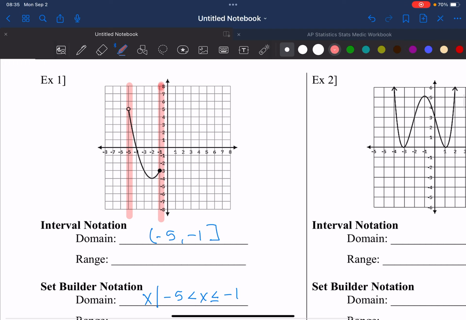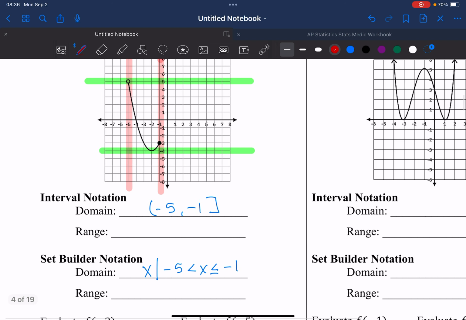Now we're going to do the same thing for range. So for range, instead of looking left to right, we're going to look bottom to top. So our minimum value is right there at that -4. And our maximum value, how high the graph goes, stops there at 5. So we have our values. Okay, so we have -4 and 5. Okay, and notice how I'm always putting my smallest number first.